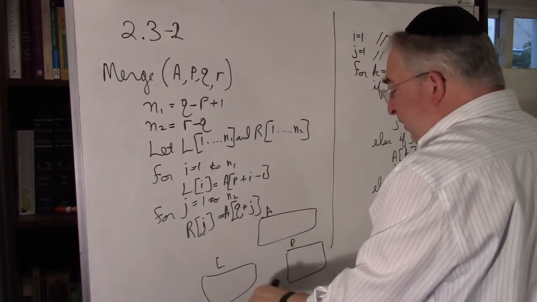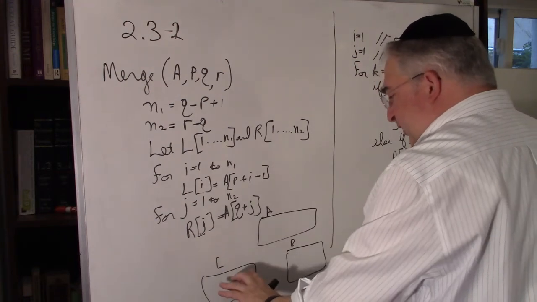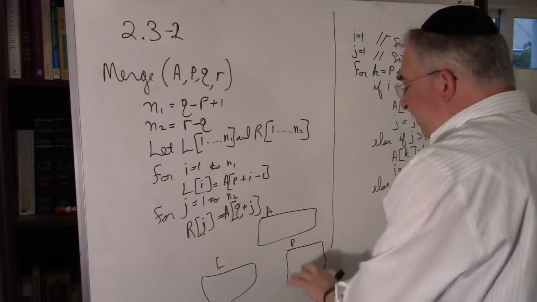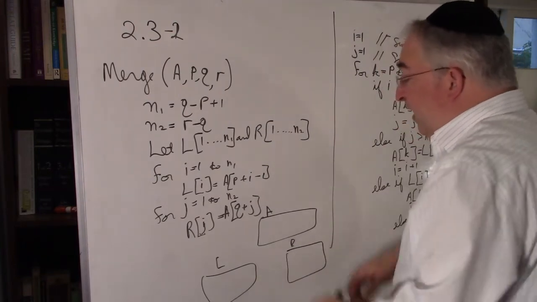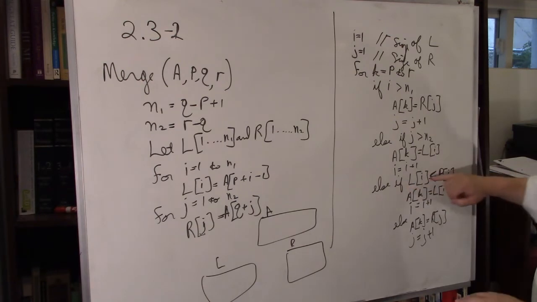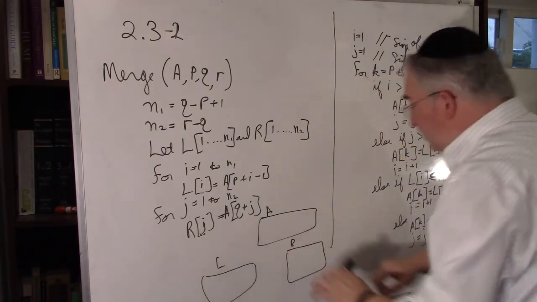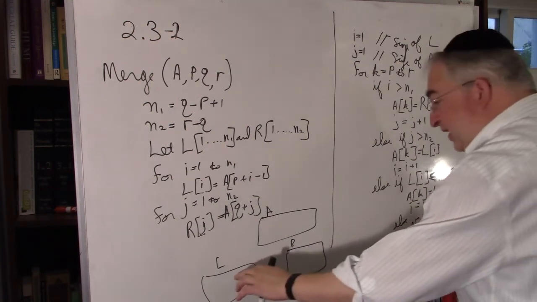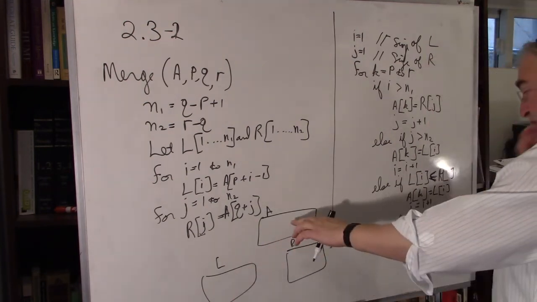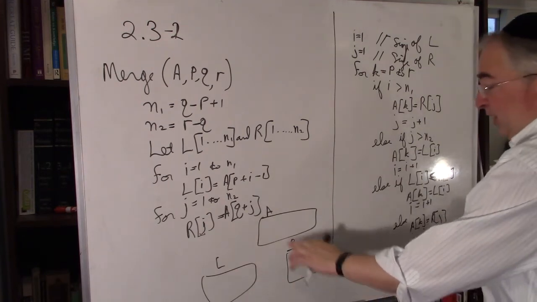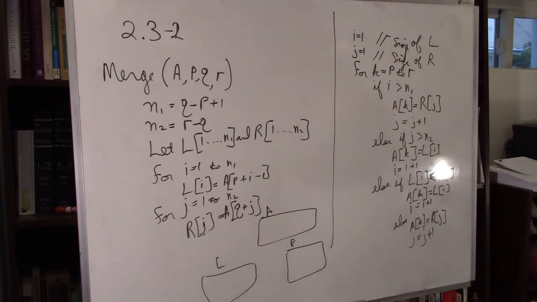Okay? Now, here's the thing, if this is finished, then you just put in this guy. If this is finished, you put in this guy. If they're both not finished, then which one do you put in? You compare them. Okay? And if this guy is less than this guy, you put in the left one. Otherwise, you put in the right one. Okay? It's a very nice thing.